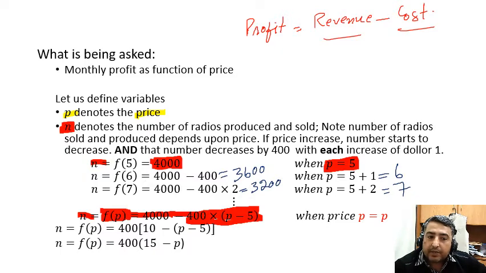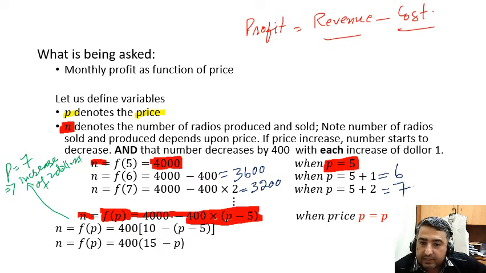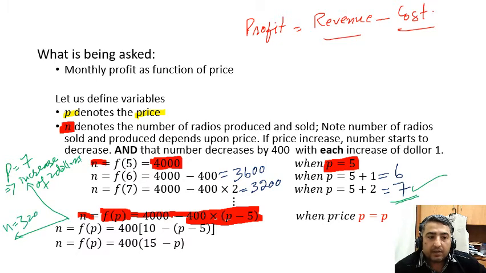Okay? As a particular example, let's take when the price is 7. This means an increase of $2. It means this situation. And this situation means how many radios we are supposed to reduce: 800, which is 400 times 2. So this minus shows it will be subtracted. Now P is 7, 7 minus 5 ends up as 2, 2 times 400 is 800, so we will subtract 800 from this 4000 and this number N will be this amount.